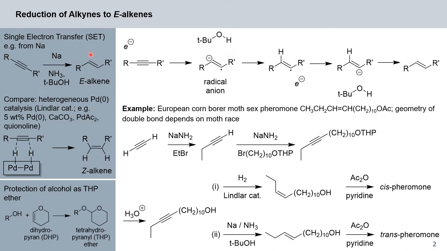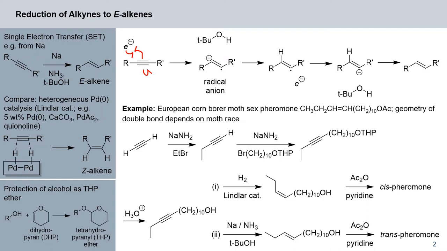Okay, now let's have a look at the radical reduction of alkynes to E alkenes. So here, as we said, we have a single electron, for example, from sodium metal, which then, let us draw in the fishhook arrows again, cleaves this alkyne triple bond and generates this radical anion here on the right hand side. And here the conformation of our R groups is trans to one another, in order to optimize charge separation of this free radical and the anion.